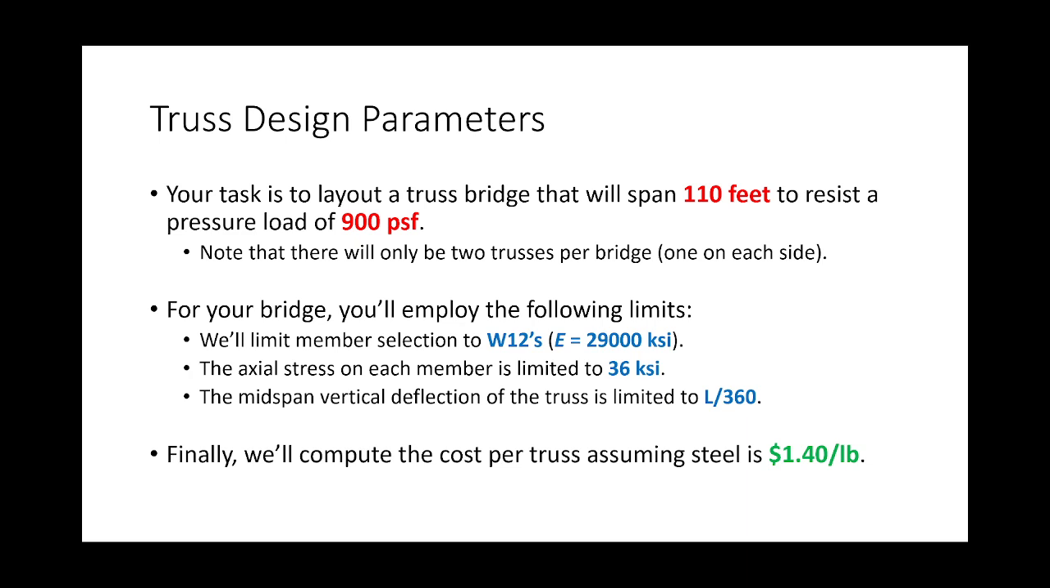Now, for the deflection, I'm expressing it a little differently. I'm saying that the mid-span vertical deflection of the truss is limited to L over 360. Typically, this is how deflection limits are expressed. You don't tell people that the deflection is limited to 2 inches. You express it as a fraction of the span. So if a bridge is 100 foot long, it can deflect more than a bridge that's 20 foot long, because it's the length divided by some ratio. For the dollar value, we'll take the same unit cost, $1.40 a pound.